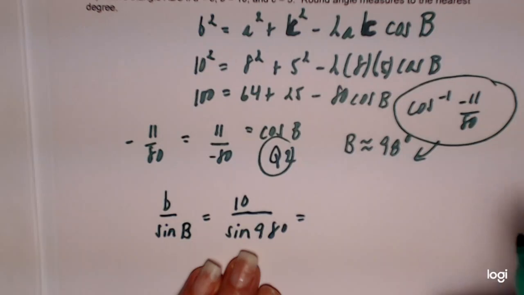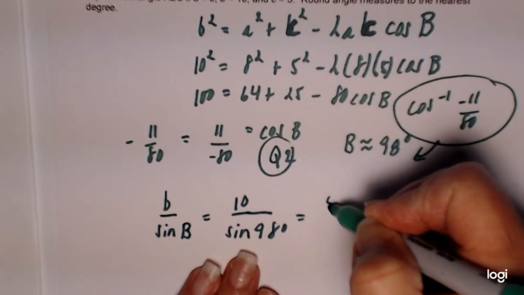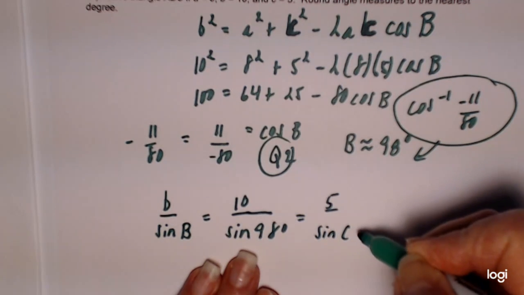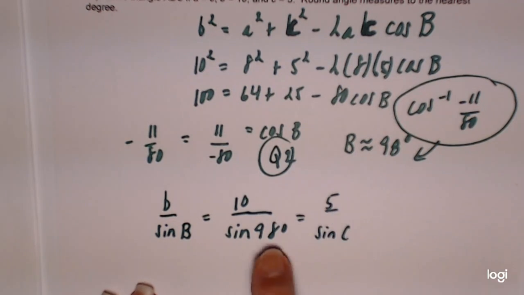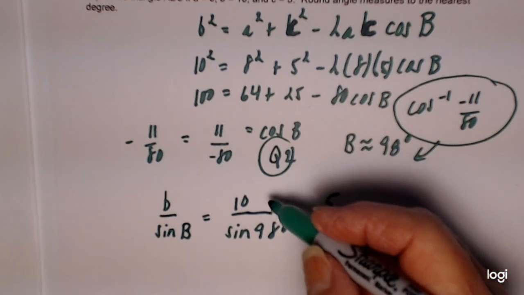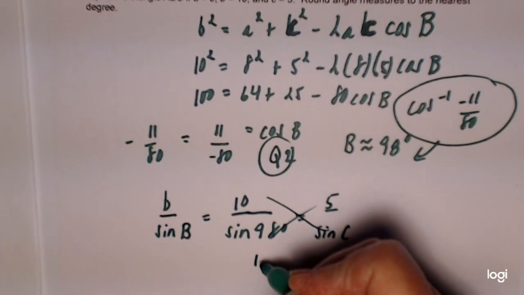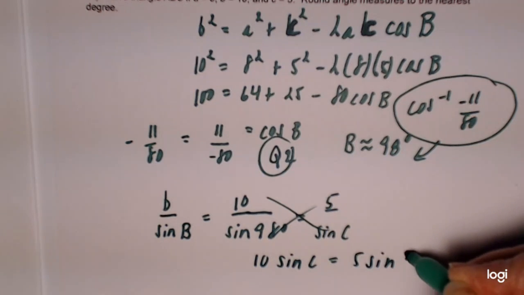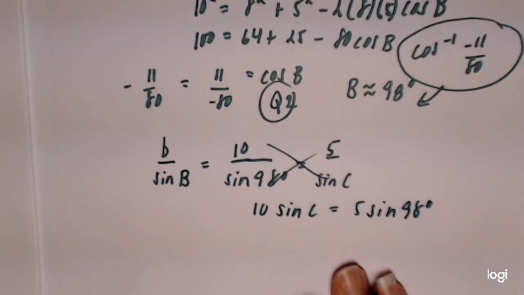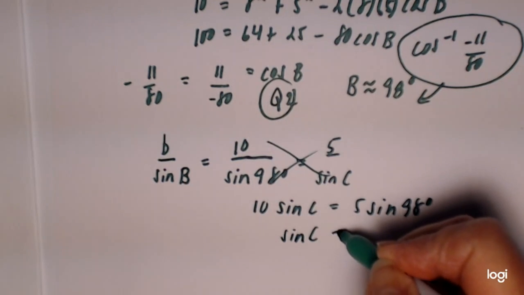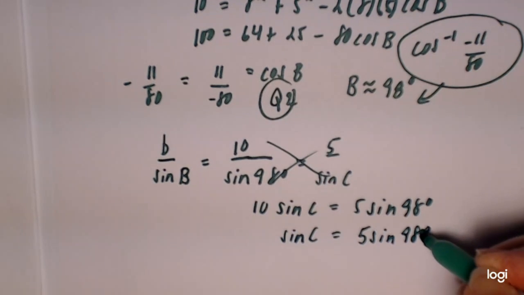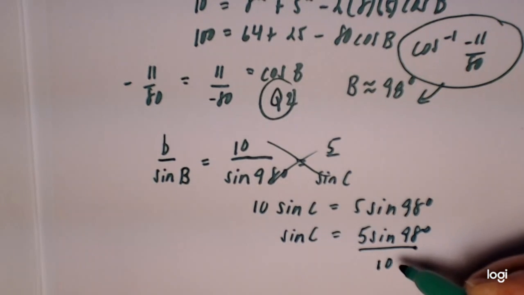So I'm going to go ahead with finding C. This is going to be 5, side C, over the sine of C, which we don't know and are going to solve for. So here's my law of sines to find angle C. Cross multiplication, we have 10 times sine C is 5 sine 98 degrees. Sine C is going to be 5 times sine of 98 degrees all over 10.